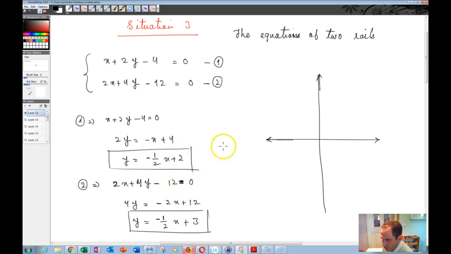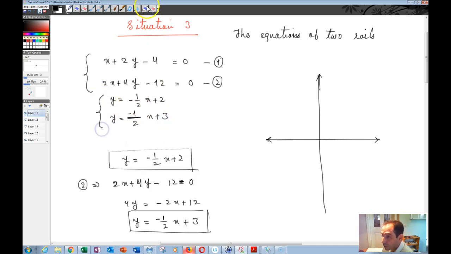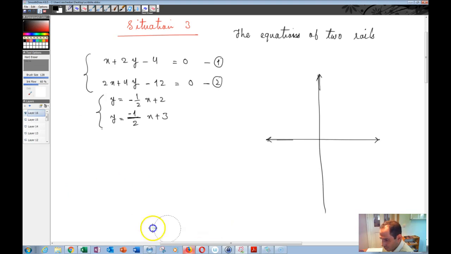Okay, so if you simplify these two equations, you will get basically these two. Change the form of these equations. So y is equal to negative 1/2 x plus 2, and the other equation would be y is equal to negative 1/2 x plus 3. So then you can basically draw these two lines. I call them, for example, 1-A and 1-B, 2-A.